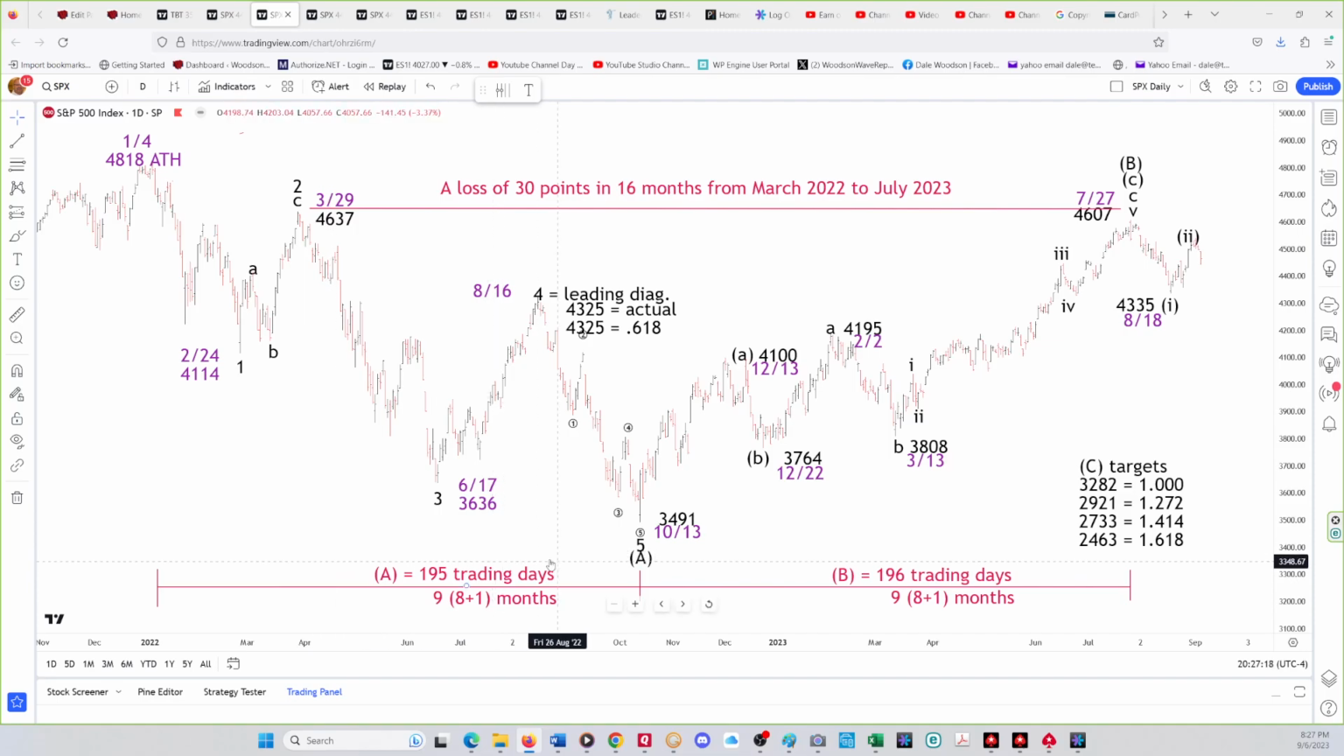Wave A lasted 195 trading days, or Fibonacci 8 plus 1 months. Wave B lasted 196 trading days. There's a difference of 1 day there, which is a Fibonacci 8 plus 1 months. They both lasted 9 months. So there's very good symmetry between A down and B up, and that's the S&P daily. You can see we've got a 1 down and a 2 up there.